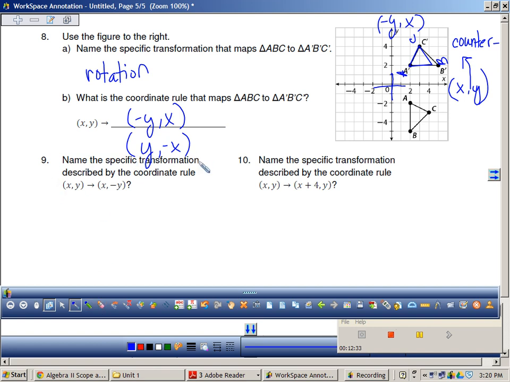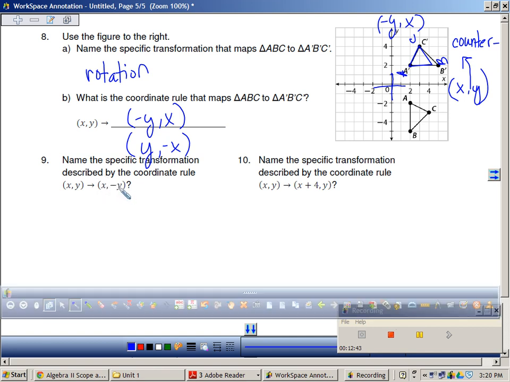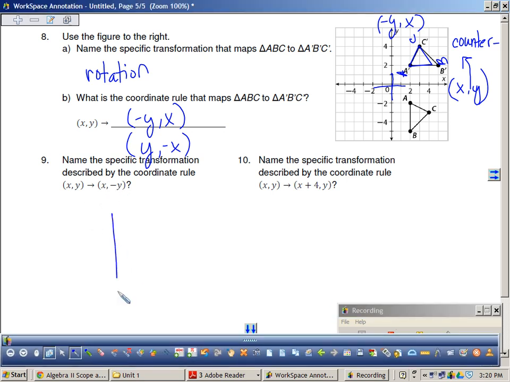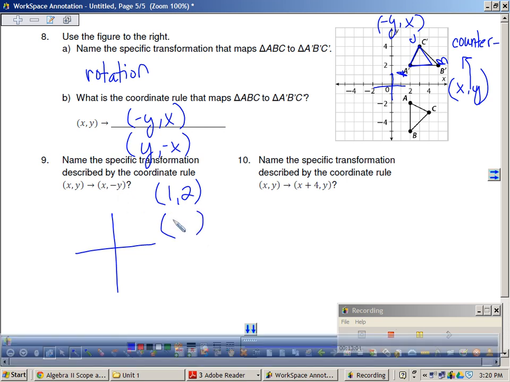Okay, name the specific transformation described by the coordinate rule. What happens when I have x comma y and I go to x negative y? If this confuses you, I draw a picture. Name any point. You tell me. 1, 2. So if you applied that rule, what would this be? No. This rule right here. 1. It would be 1, negative 2, right, if you made that rule?